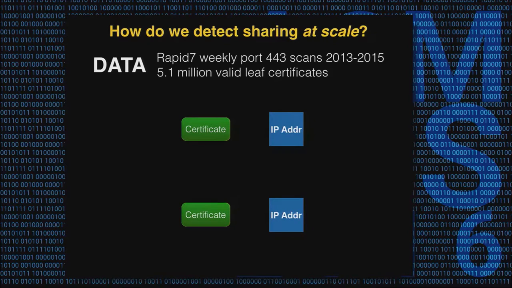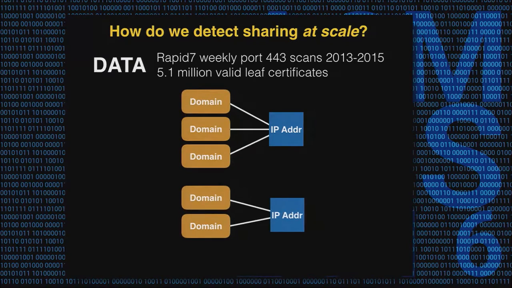Each certificate lists one or more domain names. Even though this isn't part of our methodology exactly, it can be helpful to visualize this situation as a graph, where an edge between a domain and a hosting provider represents the fact that a domain appears on a certificate served by this IP address. So remember, our goal here is to detect sharing. What does that look like in this scenario? Well, it simply means that the entity that owns the domain, the orange boxes here, is not the same as the entity that owns and operates the server at the blue IP address boxes here.